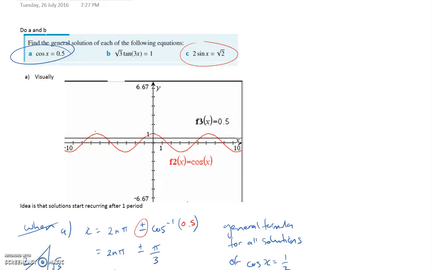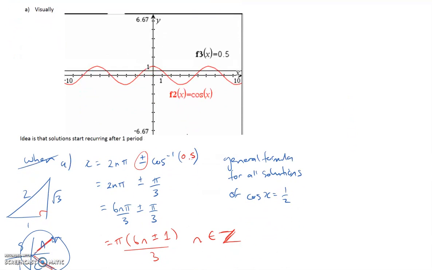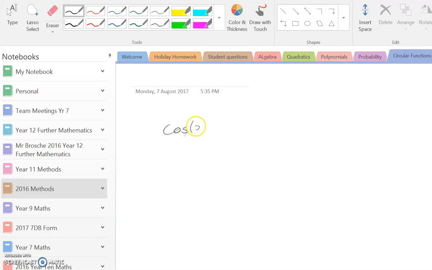So how do we get that formula? Well, what we can do is the following. What I'm going to try and do is show you how it works with what we already know. So we know stuff about special angles.